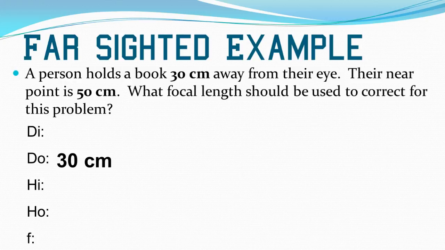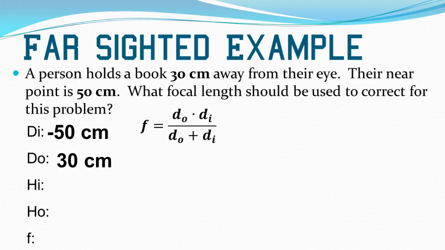The near point tells us the distance of the image. Remember, the image is created on our retina, inside of our eyeball. So it's going to be negative 50 centimeters, because we take our near point and make it negative. That gives us our DI. Just like with nearsightedness, we take our far point and make it our DI, but make it negative. Now I'm trying to find the focal length. I have formulas for that. 1 over DO plus 1 over DI equals 1 over F. I can find the derived version of that. If I'm trying to find the focal length, it's DO times DI divided by DO plus DI.